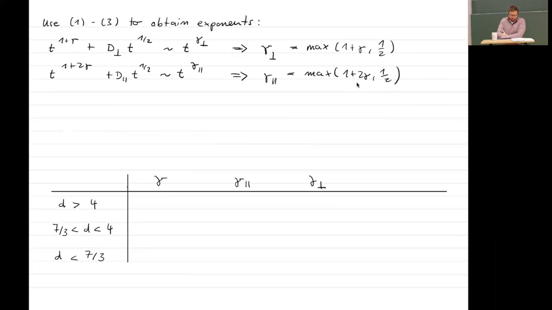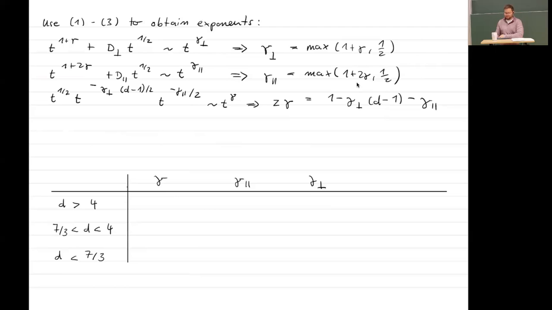And now we have our third equation. Our third equation is t to the power of 1/2 times, just plugging in, t to the power of minus gamma perpendicular d minus 1 over 2, t to the power of minus gamma parallel over 2, and this scales like t to the gamma. And therefore, solving for gamma, 2 gamma is equal to 1 minus gamma perpendicular d minus 1 minus gamma parallel. I just count the exponents.